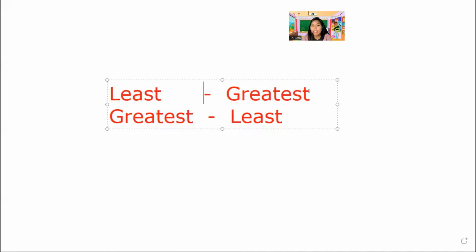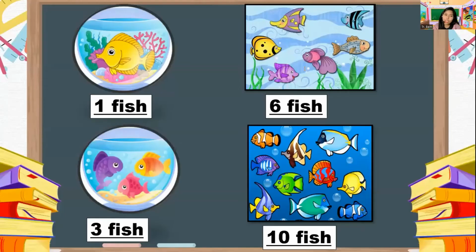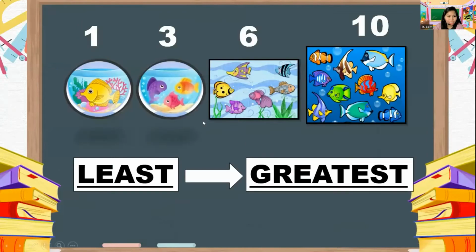So when we say least to greatest, it means from smallest number to the biggest number. And when we say greatest to least, from biggest number to the smallest one. So let's try this example. We're going to arrange the fish into what? From least to greatest. All right.